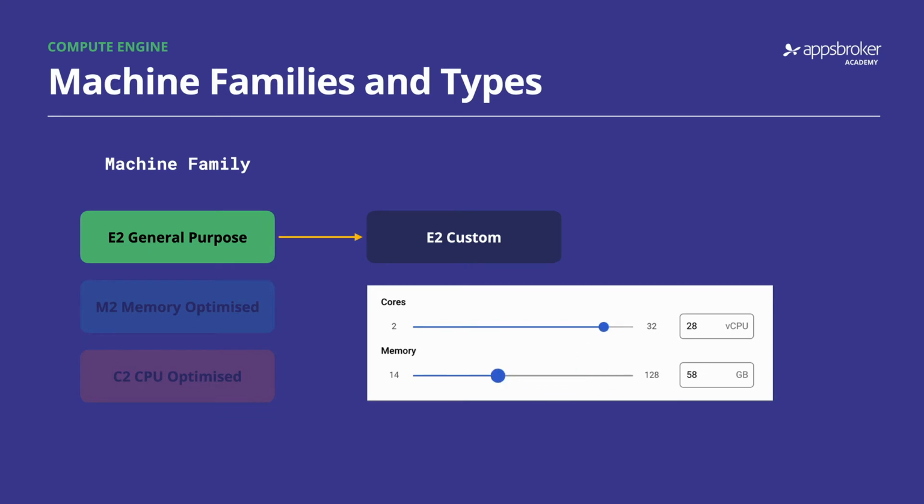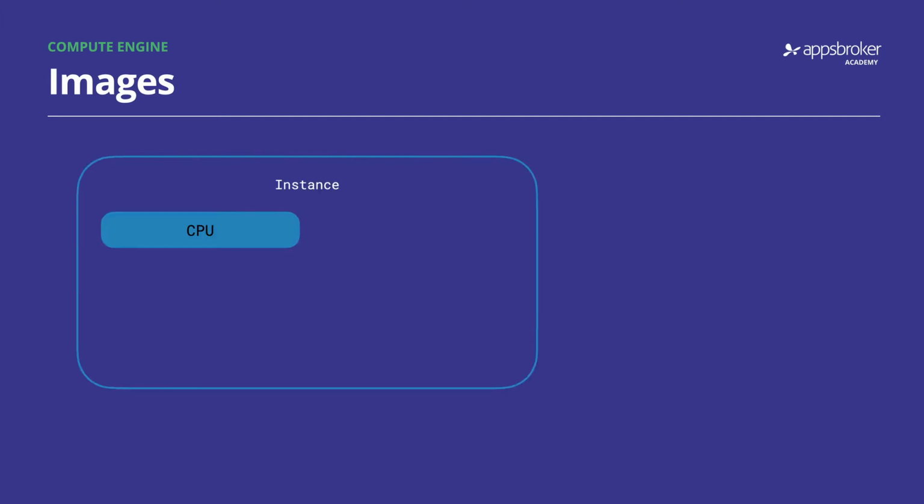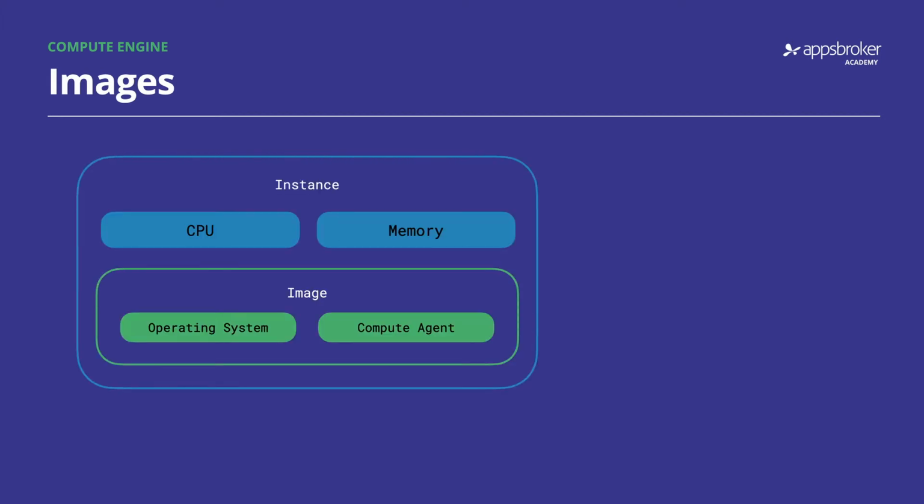So now we've picked a base machine type, we next need to choose an image for our Compute Engine instance. The base image will be used to provide our instance with a boot disk, and this will contain our operating system along with the Compute Engine instance agent. More about that in a moment.